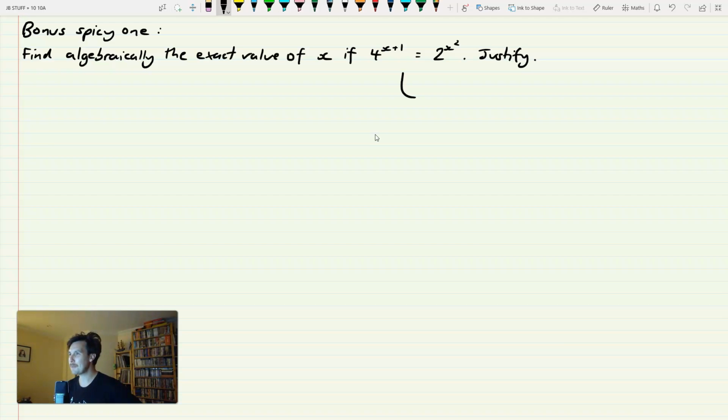So here we've got an expression, it's 4 to the power x plus 1, and it's equal to 2 to the power x squared. So we're raising a power to another power for this one. But the actual question is find algebraically the exact value of x if 4 to the power x plus 1 equals 2 to the power x squared. And we've got to justify that with an answer, or with our working out, I suppose. Okay, what I'm going to do here, I'm going to start by writing out the expression.